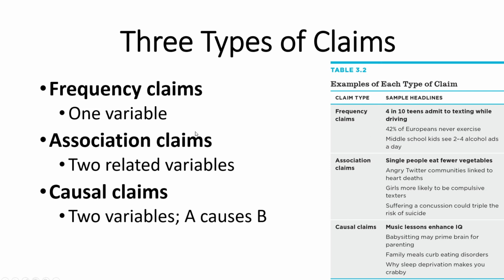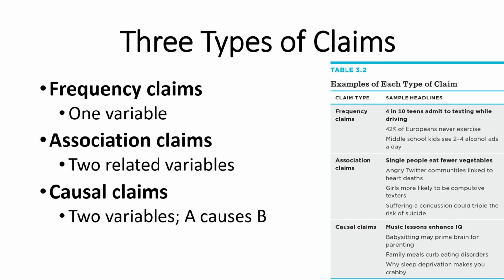Our next type of claim are association claims. So instead of just looking at a single variable, association claims are looking at 2 variables that are related to one another. And for our examples, we're saying, okay, well, single people eat fewer vegetables. And so with this one, we're saying that single people eat fewer vegetables, and it's understood that they're going to be eating fewer vegetables than people who are not single.